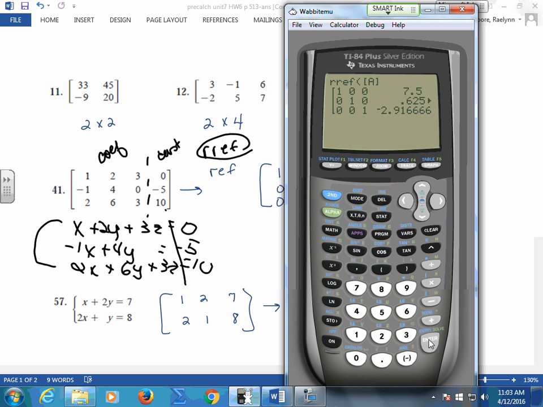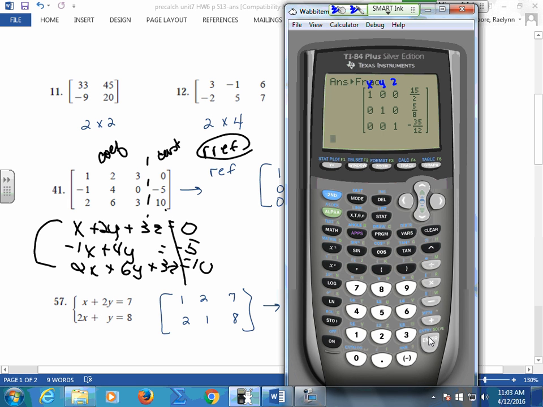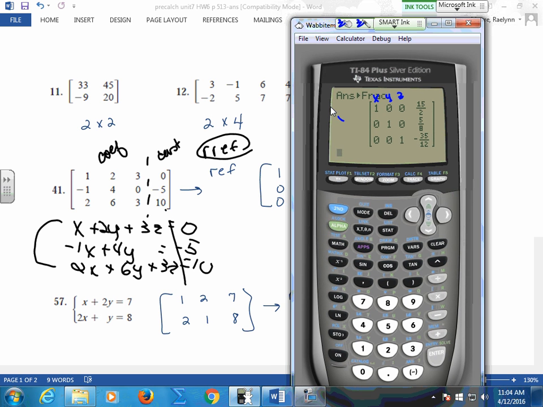If it's all decimals all over the place, we're going to go math, enter, enter, and put it back into fractions. Now what this tells us is this. This is the x, y, z. X is on, y and z are off. So x is equal to this value. X is off, y is on, z is off, so y is equal to this value. They're off except for z, so z is equal to this value. So that solves your whole systems of equations without you algebraically going through doing it.